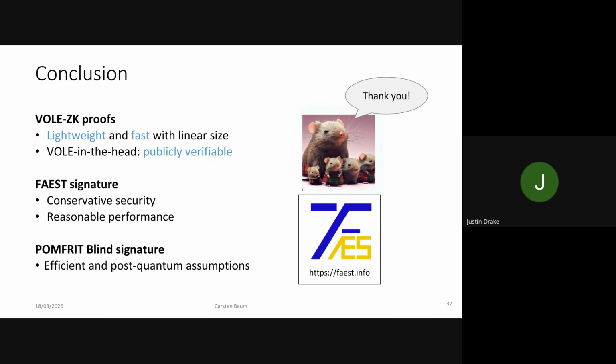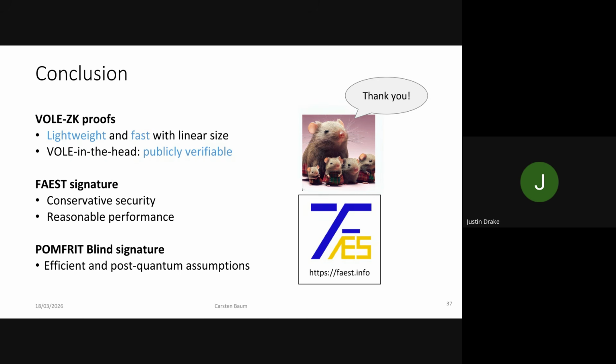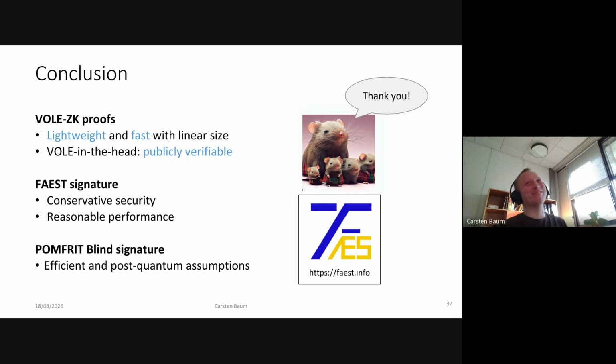Okay, understood. You mentioned you're in round 2 of the additional post-quantum signatures competition. Do you know how many rounds there are and when the final decision will be made? No idea. I have really no idea.